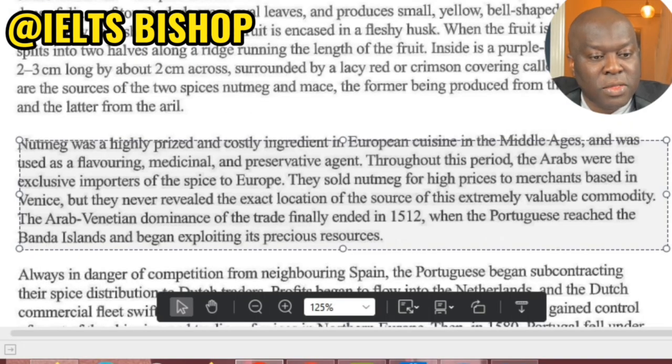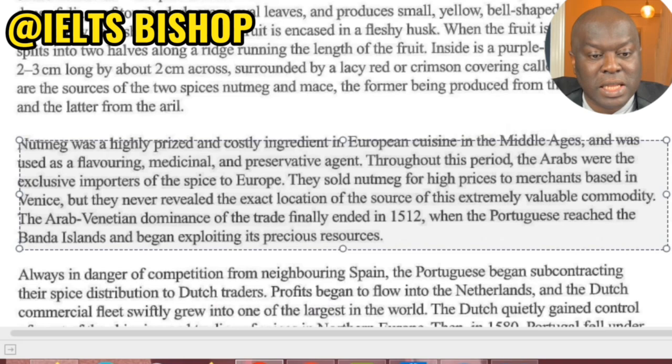Let's read together. Nutmeg was a highly prized and costly ingredient in European cuisine in the Middle Ages and was used as a flavoring, medicinal, and preservative agent. Throughout this period, the Arabs were the exclusive importers of this spice to Europe. They sold nutmeg for high prices to merchants based in Venice, but they never revealed the exact location. Arabs were selling it, but they never revealed the exact location of the source of this extremely valuable commodity.